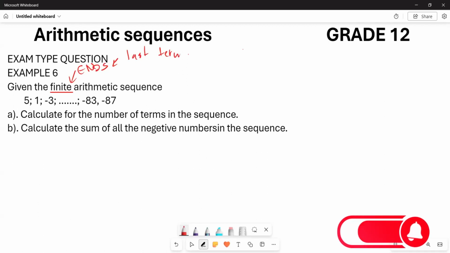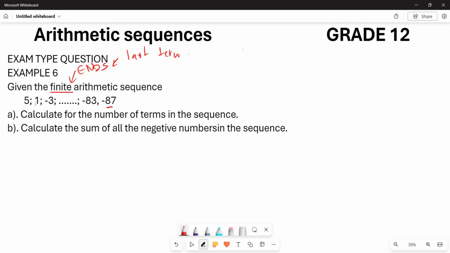Now, they want you to calculate the number of terms in this particular sequence. We are going to start here. In order for us to calculate the number of terms, we already know that you have 5, 1, -3, and all these other terms, and then -83, and then -87. And -87 is your last term.